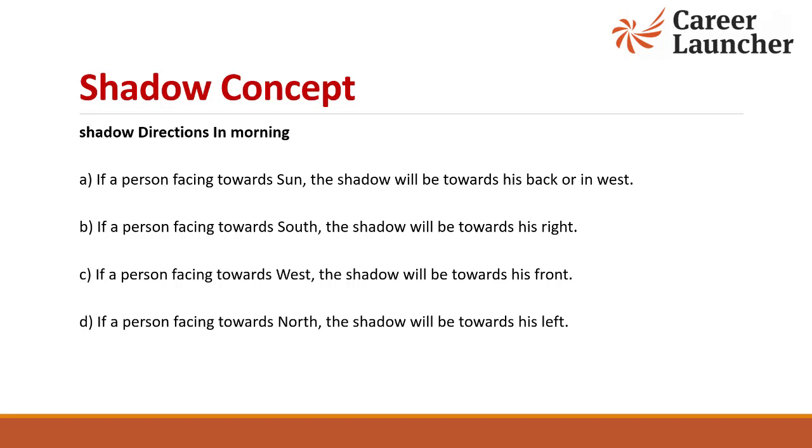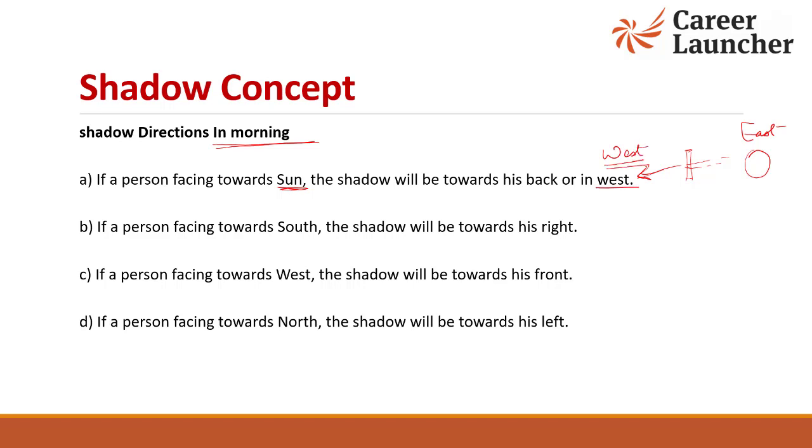Okay, so mostly in the shadow questions you would see that the time of the day has been mentioned. Okay, in morning, if a person is facing towards sun, that means a person in the morning, sun is in the east. So if this is the east and we have the sun here and a person is standing here, and if sunlight is falling on this person, so his shadow will be in his back. That means shadow will be formed in the west direction.